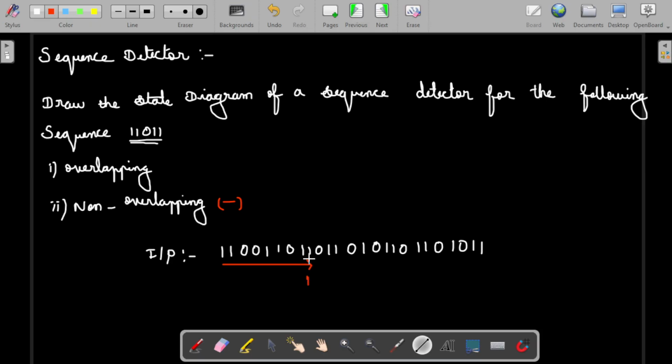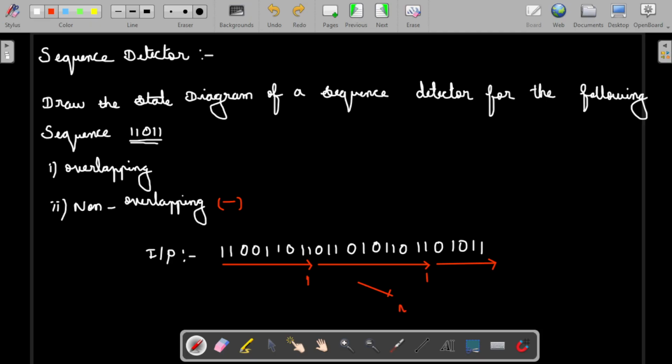Once the sequence is ended, it needs to start again from the next bit. So 011, 110, the sequence is not here. Then if you see again, a continuous 11011 is detected, so here the output will be 1 again. It will start from the next bit and there is nothing, so no output will be detected here. So only two times the output will be 1 with the non-overlapping detector.